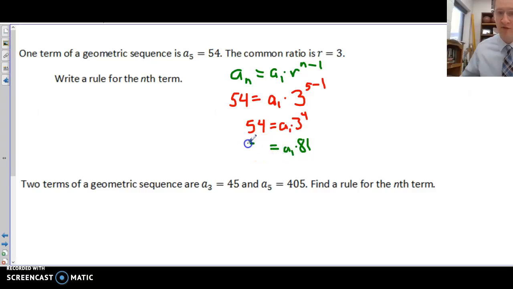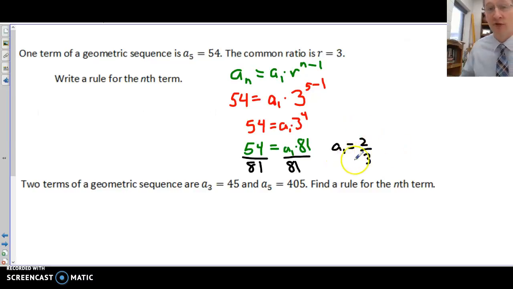So now if I want to solve for a sub 1, that first term, what I do is divide. If it's a sub 1 times 81, undo that with division. 54 divided by 81. Both of them have some 9s as common factors, so that's going to simplify down to become 2/3. Okay, 27 goes in this twice and this 3 times. So a sub 1, and again, not sure about that, type it in your calculator, you'll be okay. A sub 1 equals 2/3. So a sub 1 equals 2/3, that means my first term is 2/3.